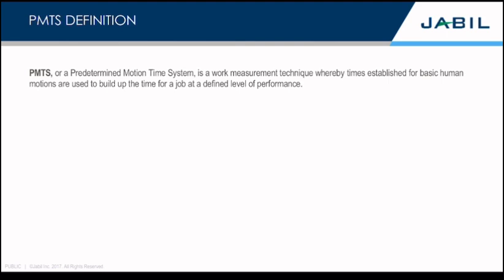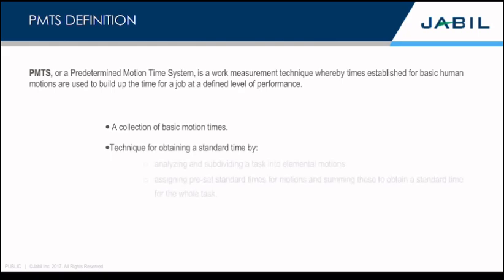PMTS, or a predetermined motion time system, is a work measurement technique whereby times established for basic human motion are used to build up the time for a job at a defined level of performance. It is a collection of basic motion times, a technique for obtaining a standard time by analyzing and subdividing a task into elemental motions, assigning preset standard times for motions and summing these to obtain a standard time for the whole task.